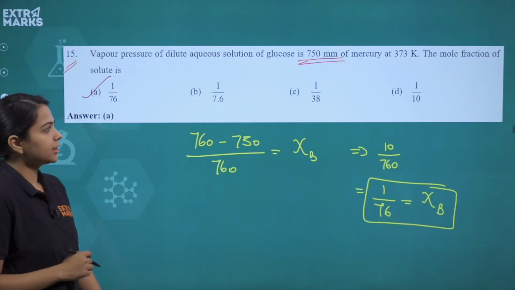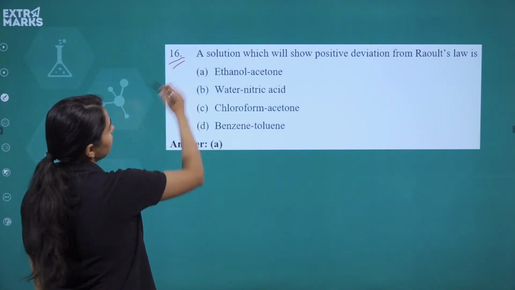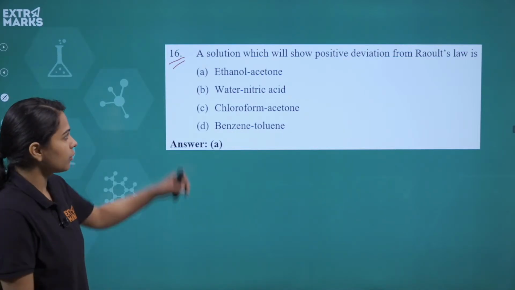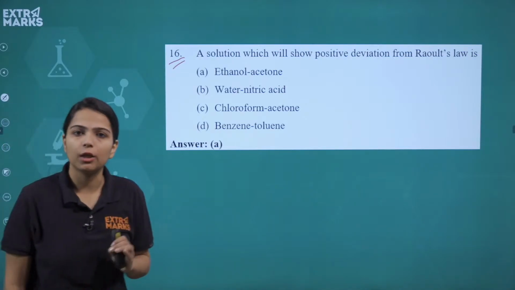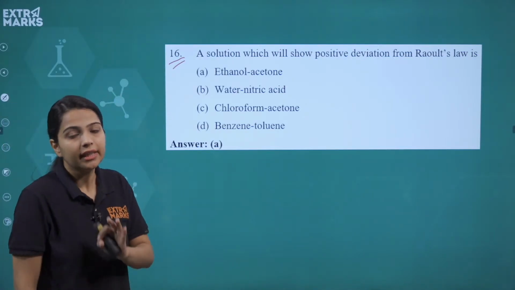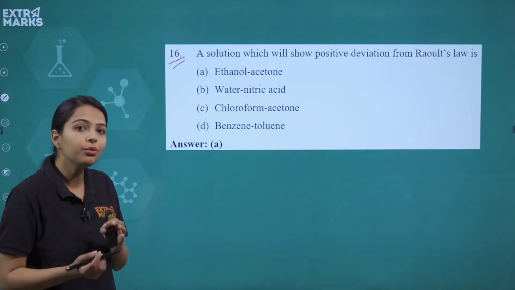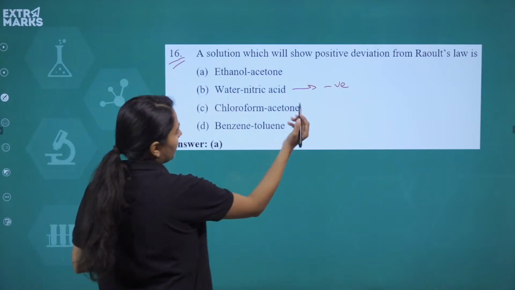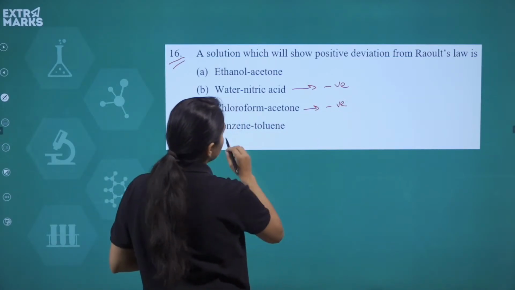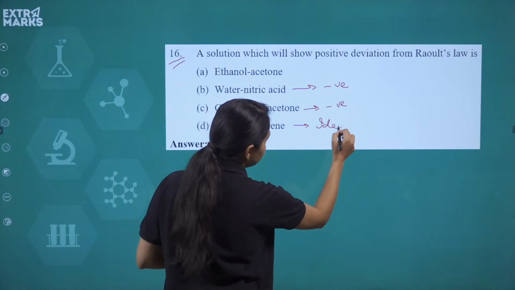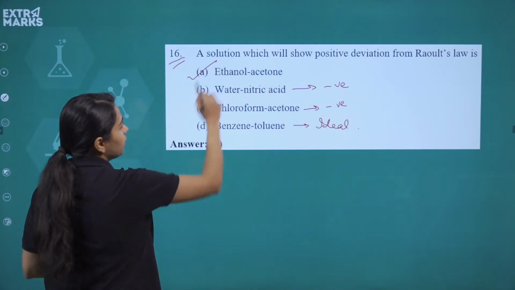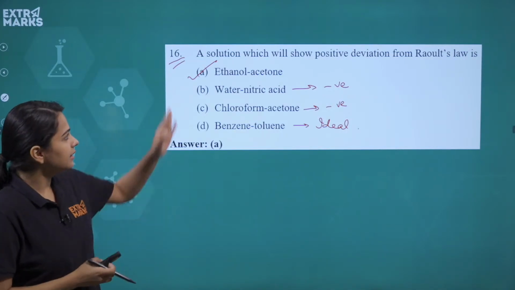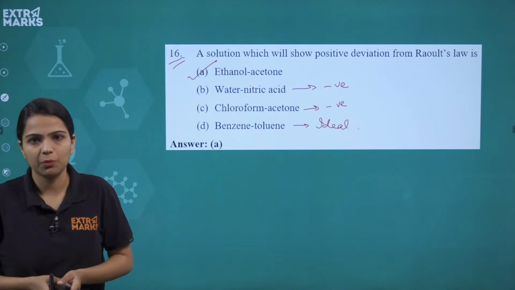Alright, next question number 16. A solution which will show positive deviation from Raoult's law is what? Now over here, just remember one thing. Whenever you are getting an acid, that means that particular solution is showing you negative deviation. So this is negative deviation over here. Chloroform acetone also shows the negative deviation. Benzene toluene will be an ideal solution, and over here ethanol acetone will show you a positive deviation from Raoult's law. That means for ethanol and acetone, there is not much interaction between them.